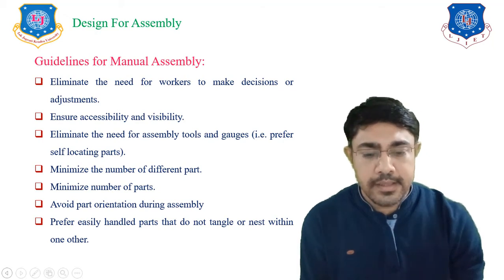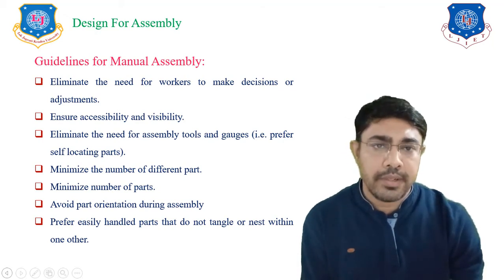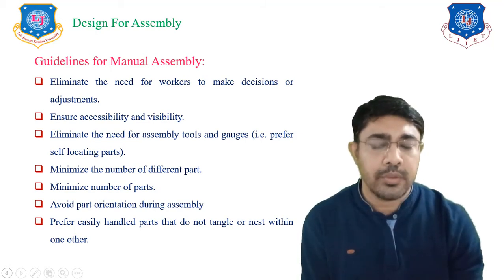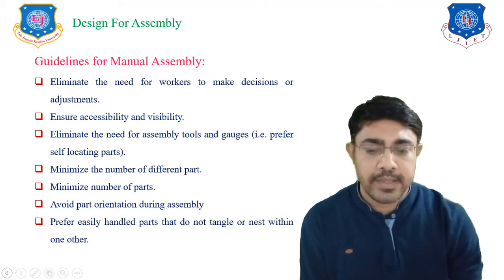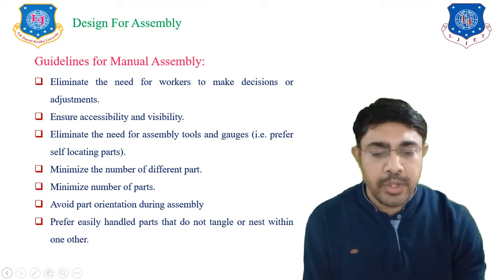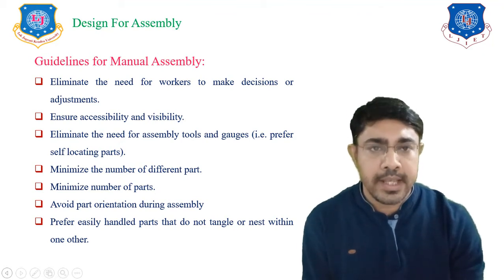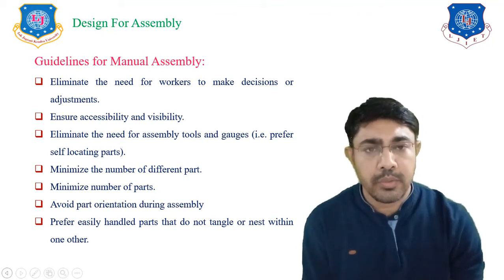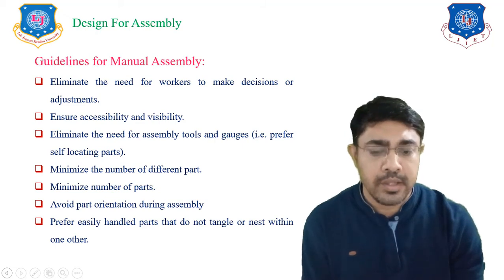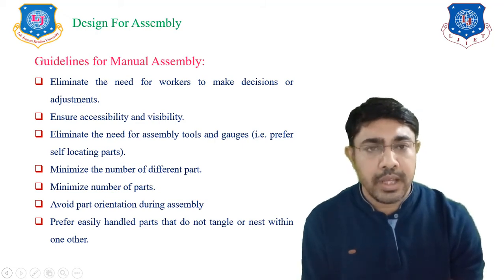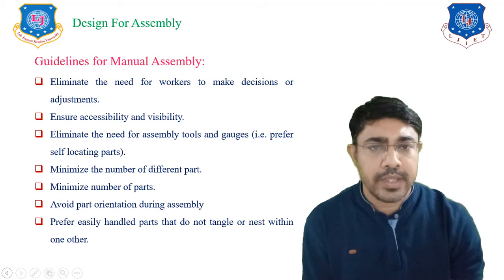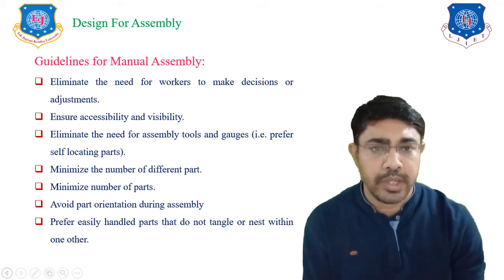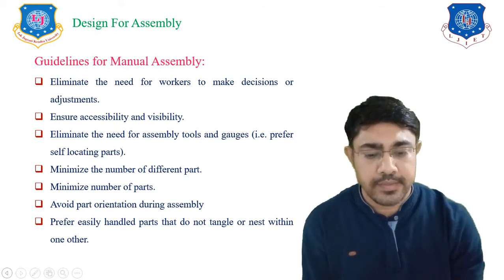And next is minimize the number of different parts. So part varieties we have to reduce according to the design for assemblies. And next is avoid part orientations during assemblies. So we have to avoid the orientations of parts. So we have to make the symmetric object, so we can avoid the part orientations, because we know that in a symmetric object we don't require the orientations.